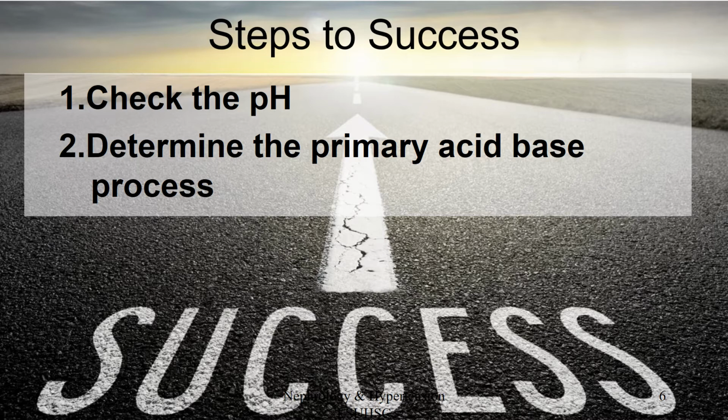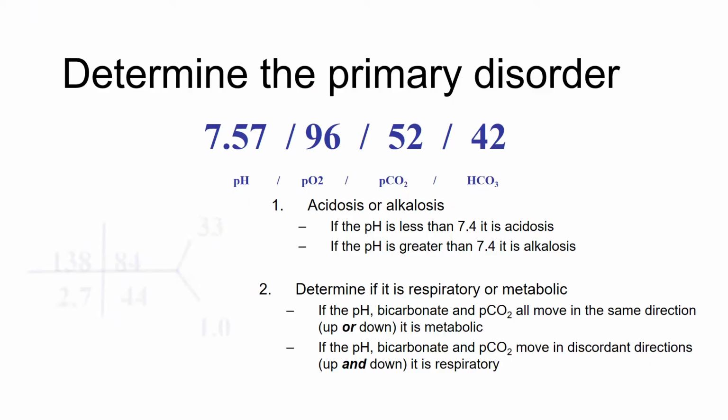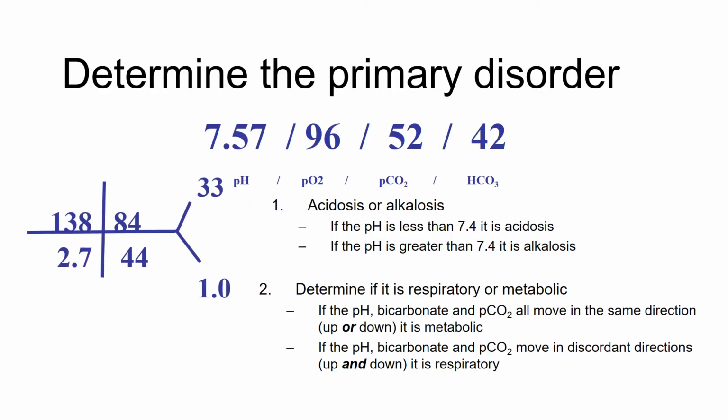So once you know your pH, then the second step you need to try and figure out is what is the primary disorder, and you have to correlate the primary disorder with the state of blood. So let's look at that example again. We had a patient whose pH is high, right? And then we look at the PCO2 and their bicarbonate.